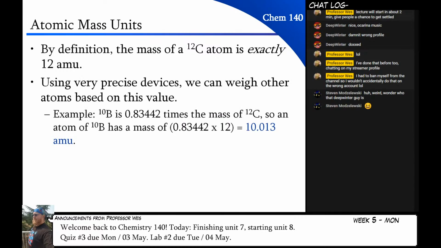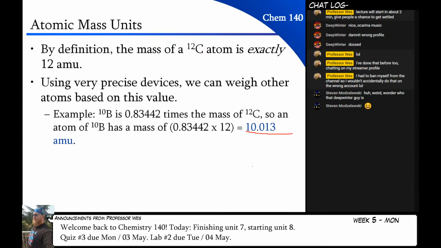All right. Now, we have defined that carbon-12 is exactly 12 AMU. We just said that that's true. Based on that, we can then weigh any other atom and use 12 as a reference, because with our device, if I weigh something and I set a mark where 12 is, and then I weigh something else, I am some ratio towards or past that mark. For instance, on the screen here, I have boron-10. Boron-10 is 0.83442 times the mass of carbon-12. So I do the math, and this is the result that I get. Boron-10 is 10.013 AMU.